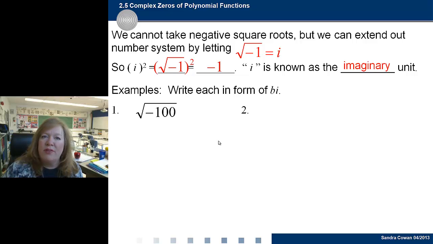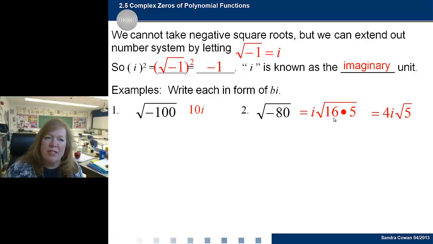So this one, the square root of negative 100, I always think of the negative in front of the 100 popping out and becoming an i. So this is 10i, because it would be i times the square root of 100, and the square root of 100 is 10. This one you'd want to break down a little bit. Pop the negative out and break the 80 down. So it would be i times the square root of 16 times 5. I picked 16 because the square root of 16 is 4. So here would be your simplified radical.